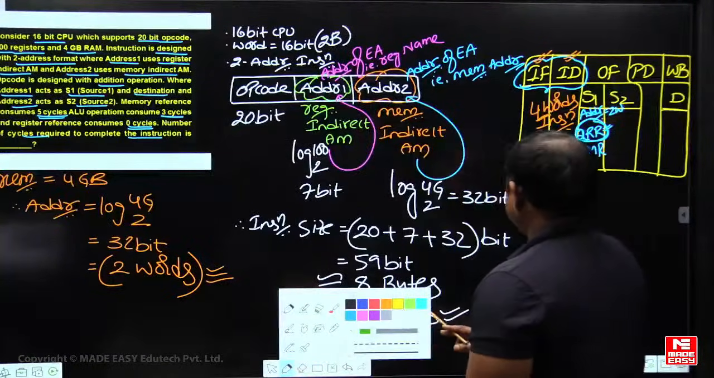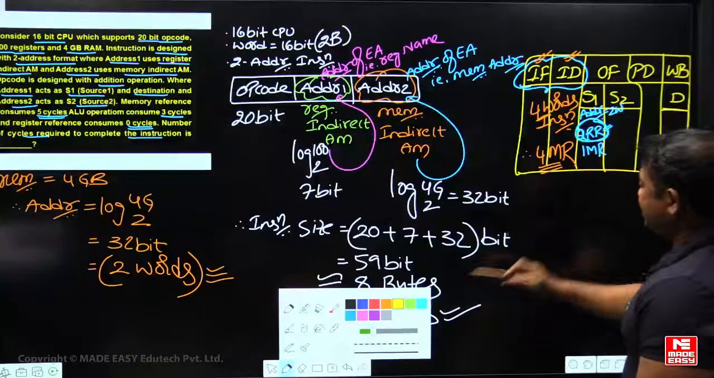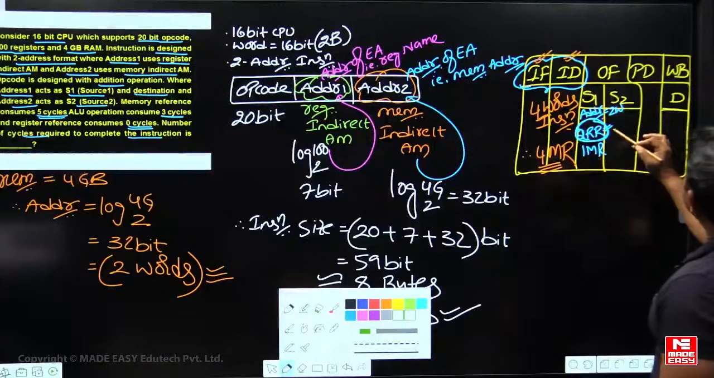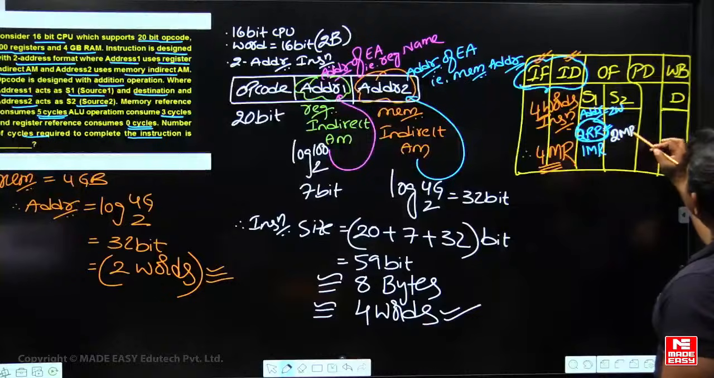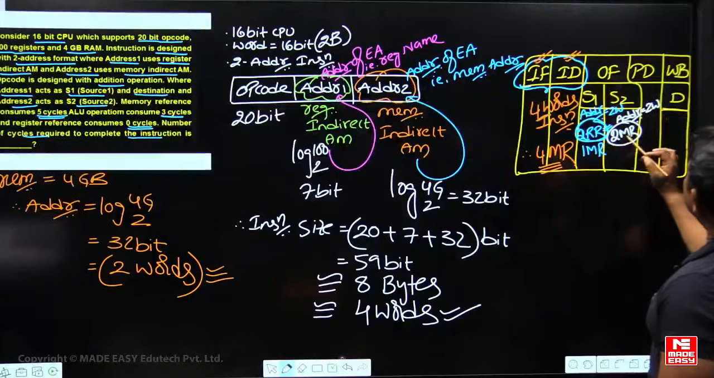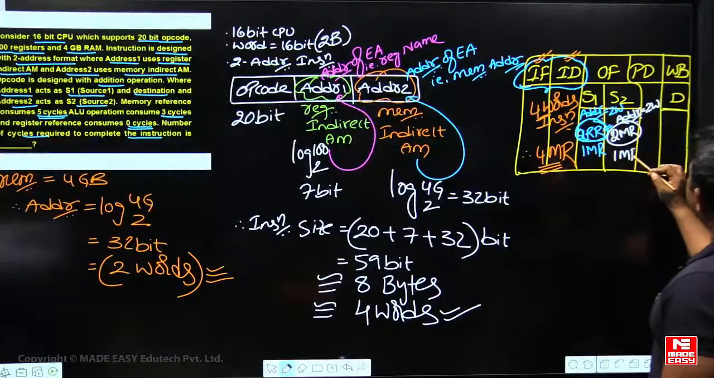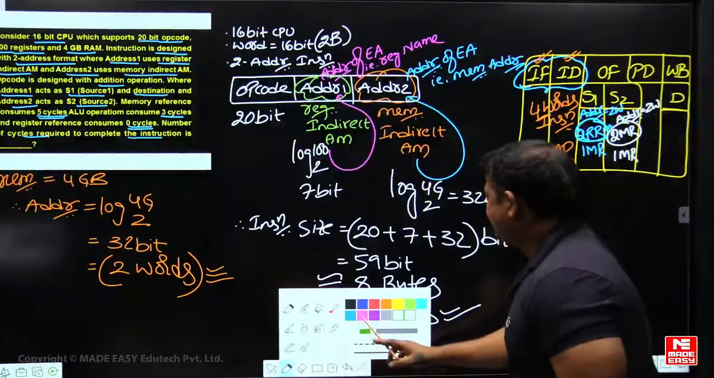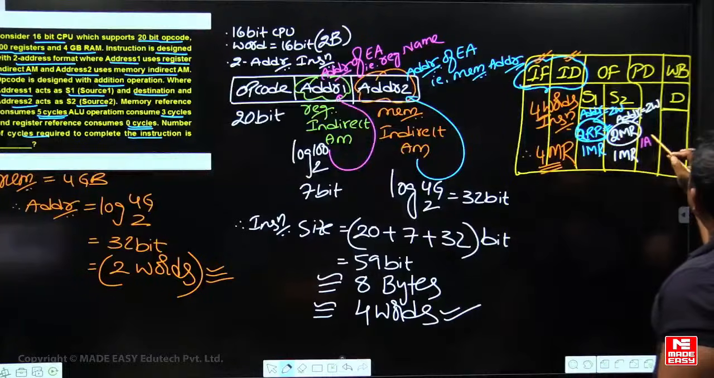Next one, please. Here, memory indirect addressing mode. Here, 2 MR, because address size is 2 words. So to get the 2 words address, 2 MR. After that, 1 MR for data. Next, 1 ALU operation, addition operation, 1 ALU.